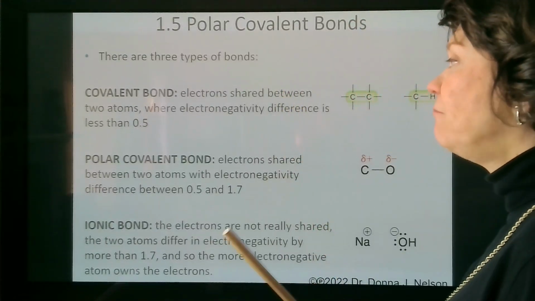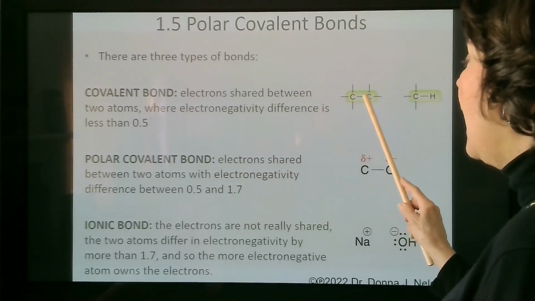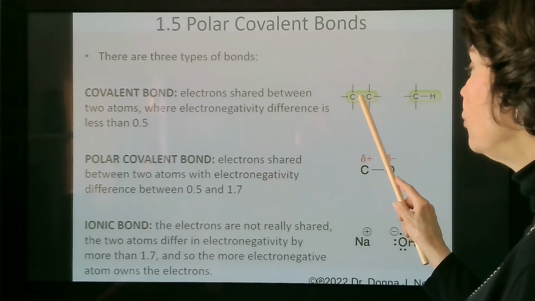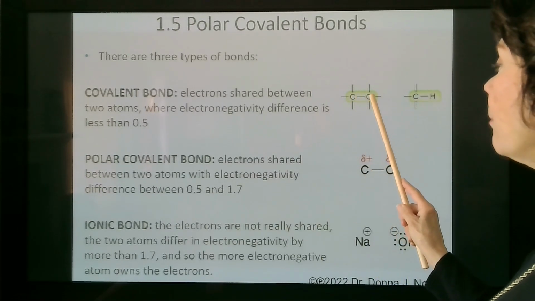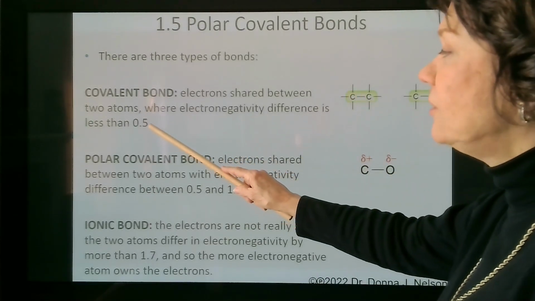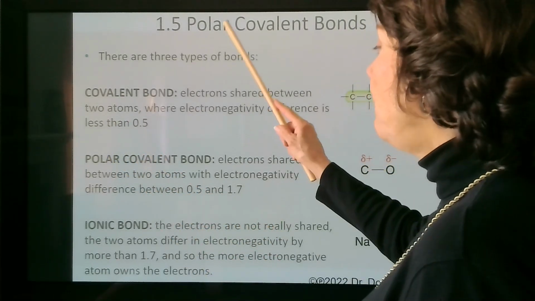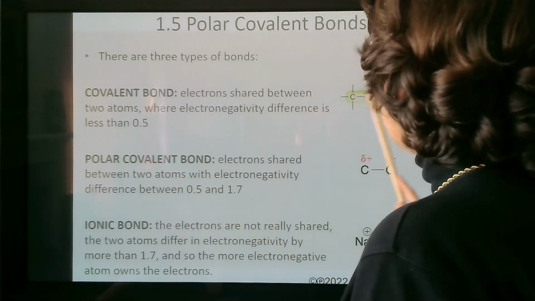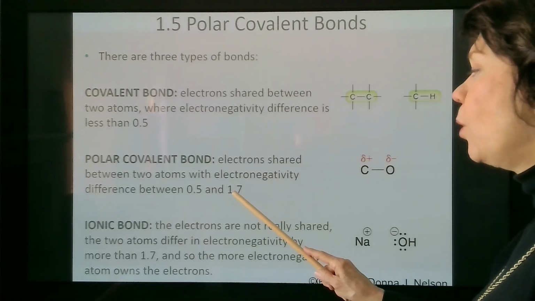There are 3 types of bonds. Covalent bond, where the atoms are equally sharing the electrons used to form the bond between them. So here, carbon bonded to carbon, the electronegativity difference is definitely going to be less than 0.5, which is the general cutoff for a covalent bond. A polar covalent bond has an electronegativity difference between 0.5 and 1.7.